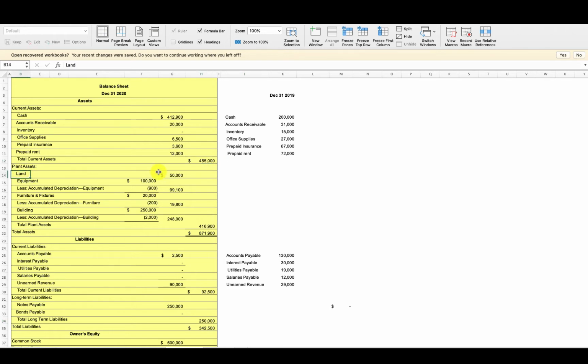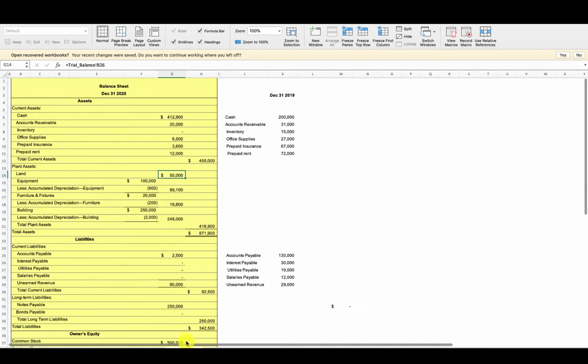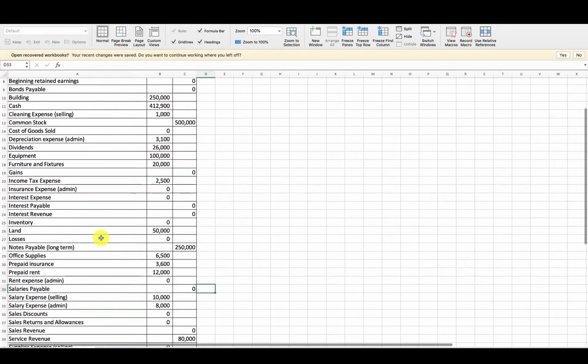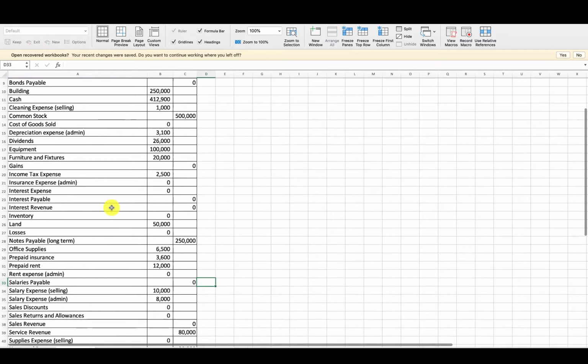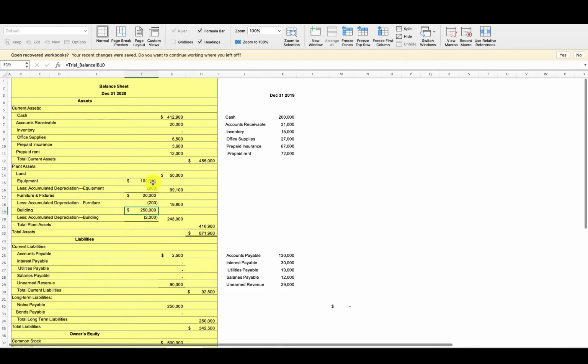Okay, then you go to land. You go to the trial balance and pull land. Everything here comes from the trial balance except these subtotals. So you go to the trial balance, pull land, and bring that number over. Now you get to equipment, furniture and fixtures, and buildings. All of these numbers come from the trial balance. So here's my trial balance, here's building, here's furniture and fixtures, and here's equipment. I bring those numbers over and put them in.